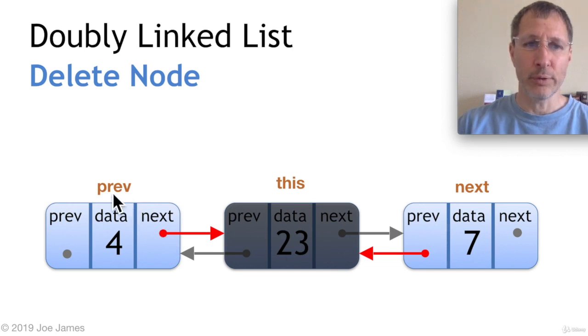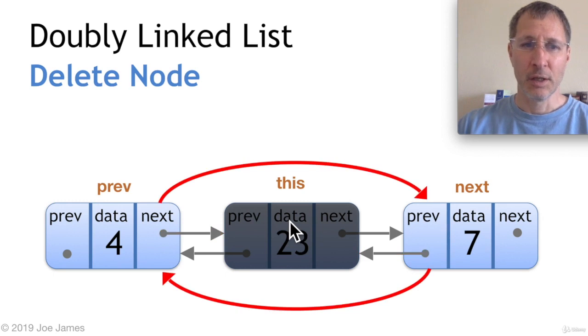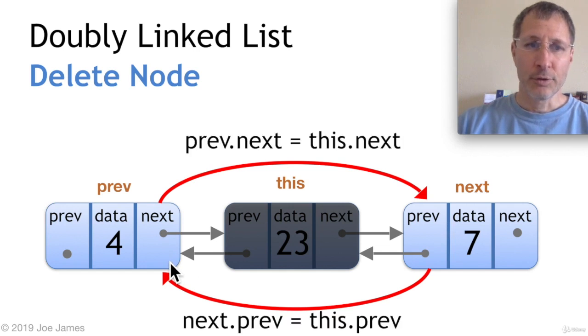Well, we look at this pointer from the previous node that's pointing to this node. And we look at the pointer from the next node that's pointing to its previous node, right? These ones that are pointing to this node, they have to be fixed. They basically just have to bypass it. So what we do is we change 4's next pointer. Instead of pointing to this, it has to point to this node's next node. And then for 7's previous pointer, instead of pointing to this node, it has to point to this node's previous node. So we basically do 2 adjustments here.